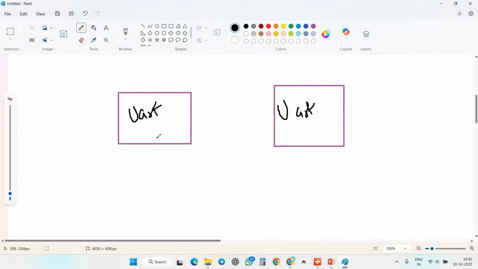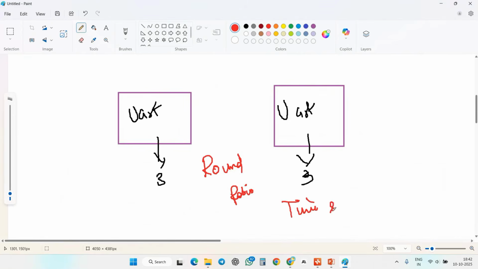Okay, both are UART. The task priority number is 3. This time, which one do I give the higher priority? Both have the same priority. This time, I'm going to use the round robin technique. What is the round robin technique? The round robin technique helps with time slicing.